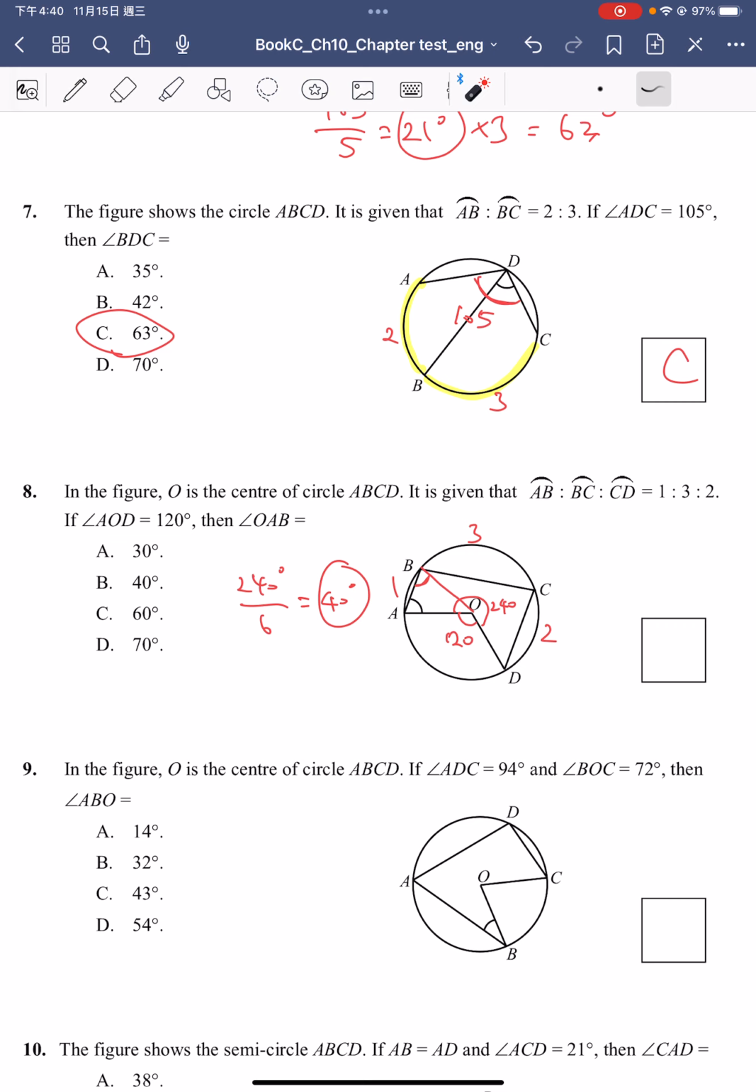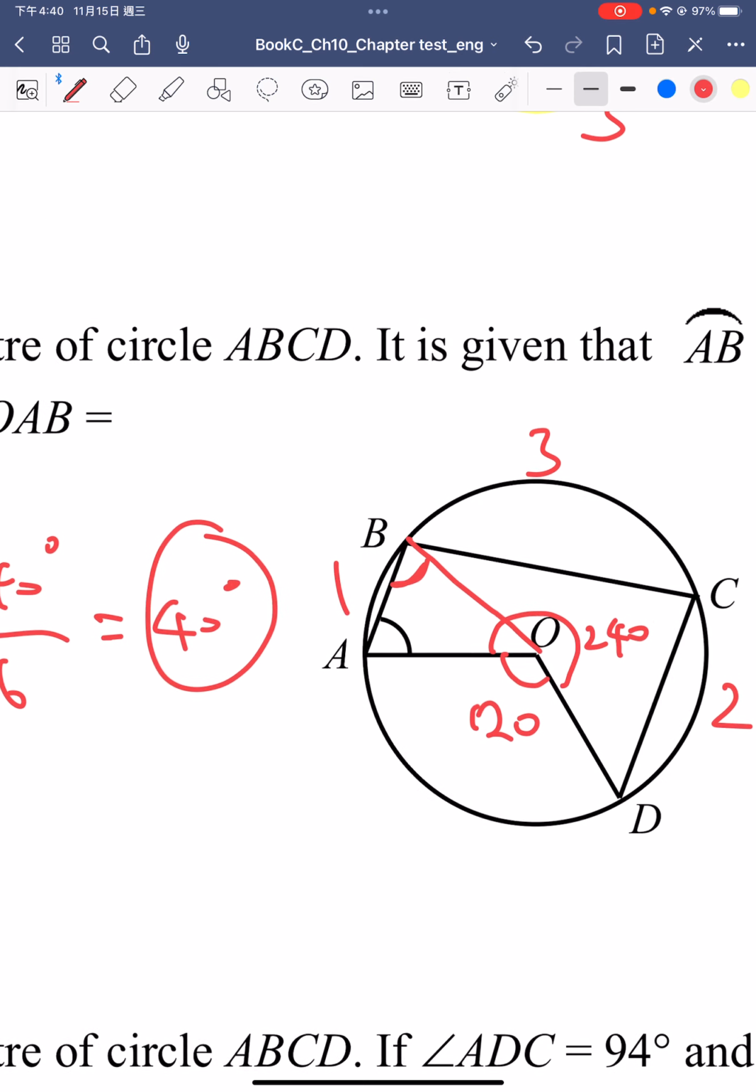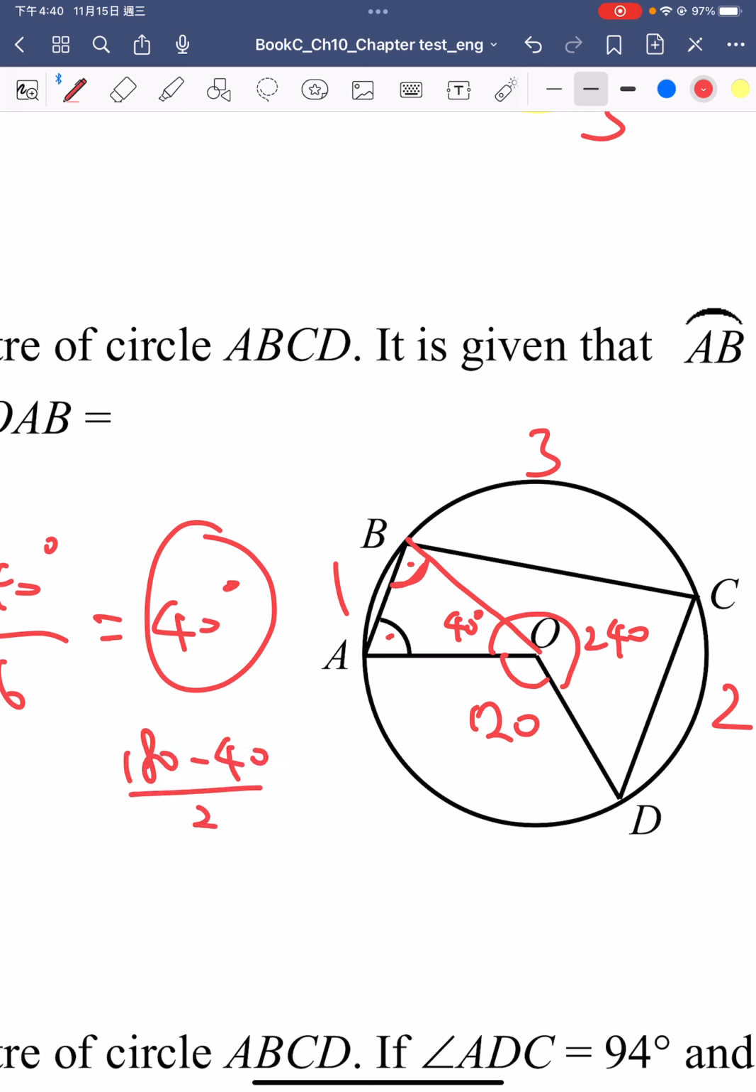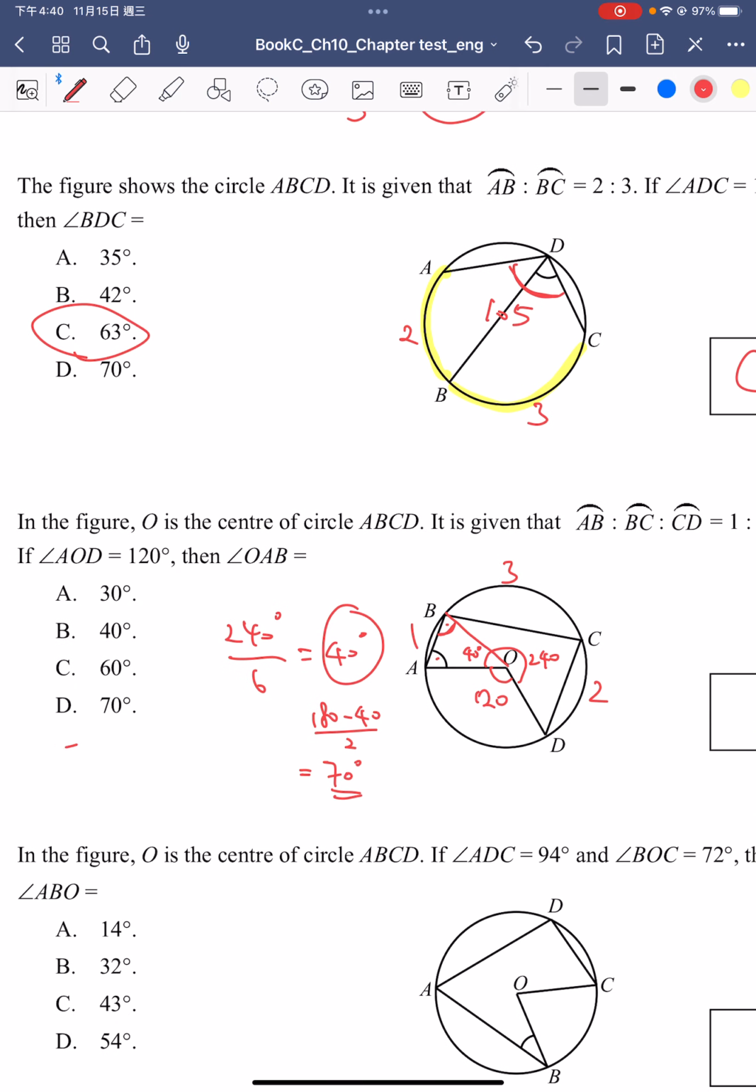So which means that this AB got 1 person here, so this angle AOB is going to be 40. So this is going to be 40 degrees. And as we say, these two angles are the same, so each of them is equal to 180 minus 40, divided by 2, giving you the answer of 70 degrees. So the answer should be D.